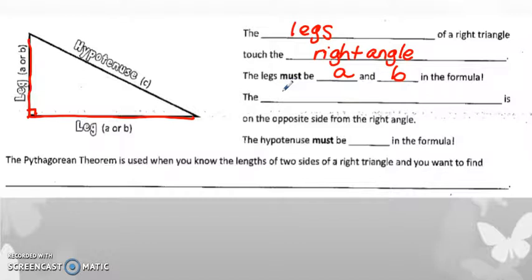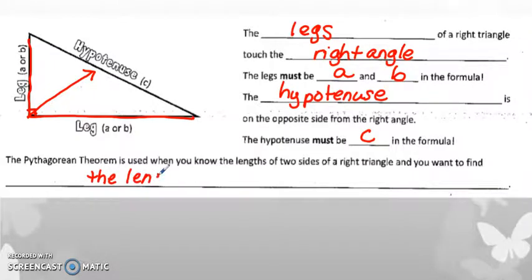The third side of the triangle, which is always the longest side, is the hypotenuse. If you start in the right angle and you draw a line through the middle of the triangle, you'll run into the hypotenuse, and that has to be C. And the purpose of the Pythagorean theorem is if you have the two sides of a right triangle, you can use the Pythagorean theorem to find the length of the third side.